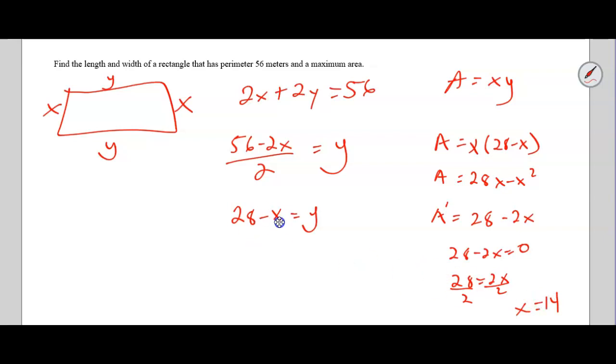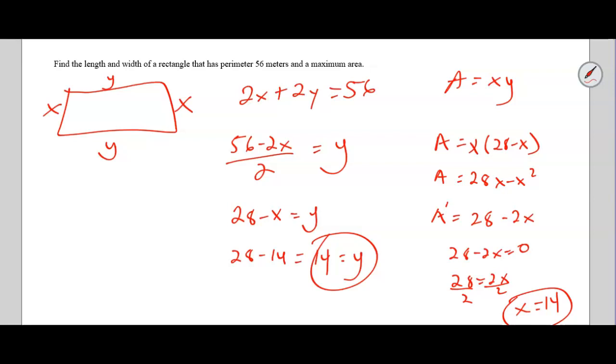And then all you do is come over here and solve for y. We know x is 14, and 28 minus 14 is 14. So we should have had both x and y equal 14. So that one was highly missed. That was surprising.